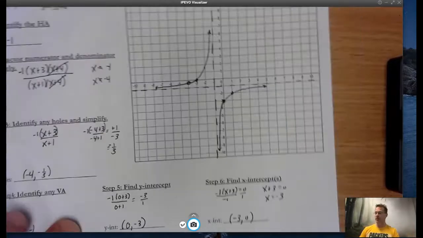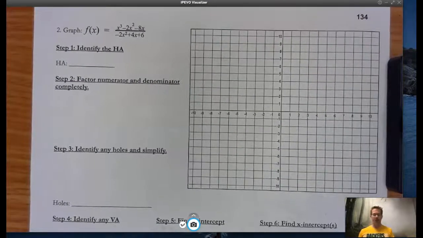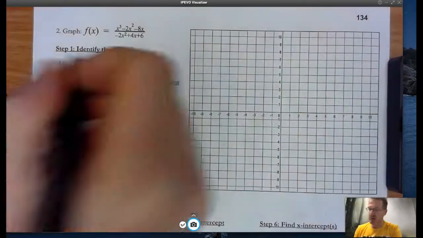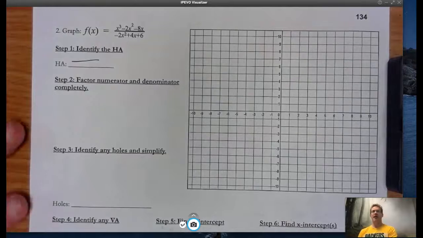All right, let's do one more together. Let's flip over and look at number 2 here. When we look at number 2, the first thing we want to do is find that horizontal asymptote. So I have to look at the degree of the numerator compared to the degree of the denominator. Notice in this case, we're in that first case that we talked about in our last lesson. The degree of the numerator is greater than the degree of the denominator, which means we will not have a horizontal asymptote. So no horizontal asymptote this time. It does not exist, NA if you want to put that.